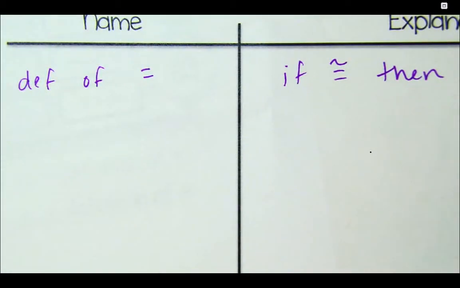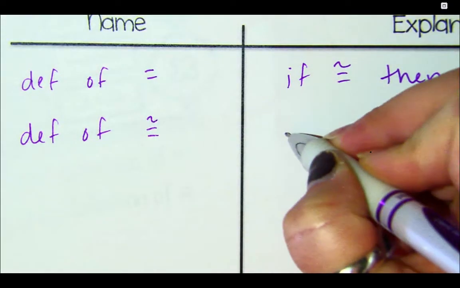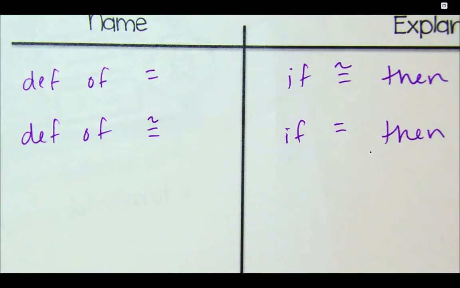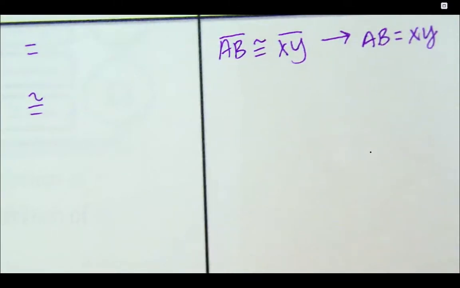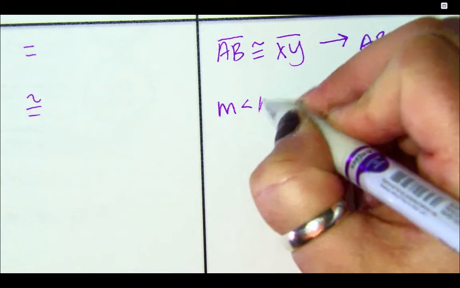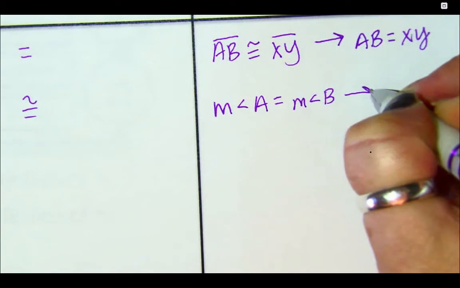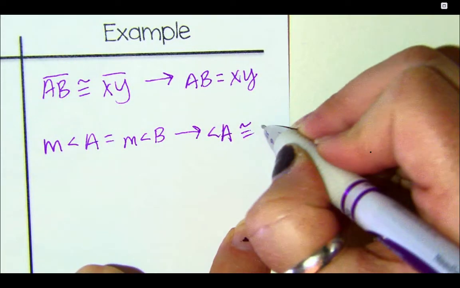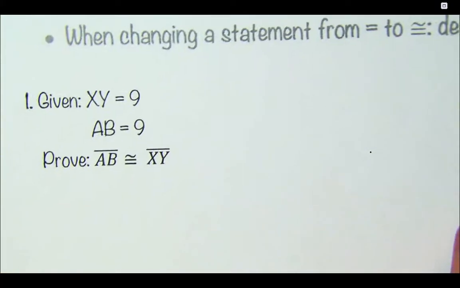Next one, same exact thing, it's just backwards. Definition of congruent means if they are equal, then you can change them to congruent. Same exact thing, just backwards, but I'm going to put a different example just so you can see. Like if it was an angle, measure of angle A equals measure of angle B, you can change that to angle A is congruent to angle B. In the first proof, you'll see how this is used.